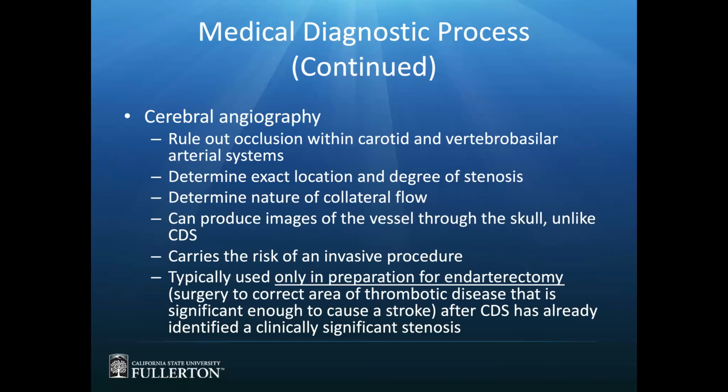Then there's this test I want you to know about, but it's not used very often, and it's called cerebral angiography. And it basically can look at and identify occlusion or stenosis in the entire system that we've talked about, all the circulation to the brain. It can identify the exact location and degree of stenosis of any of them. It can also see how much collateral flow there is, like through the circle of Willis.